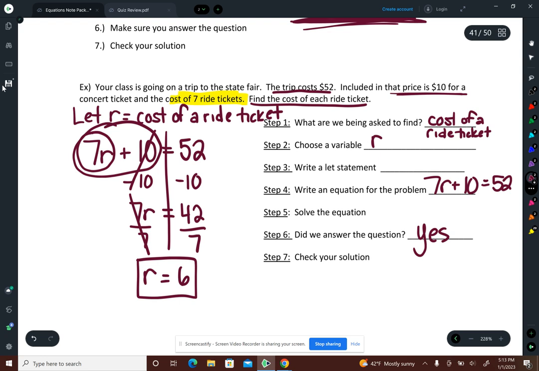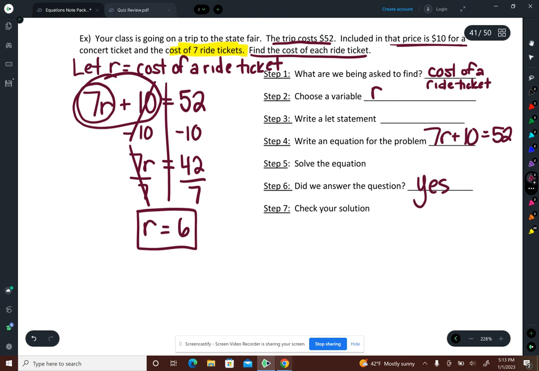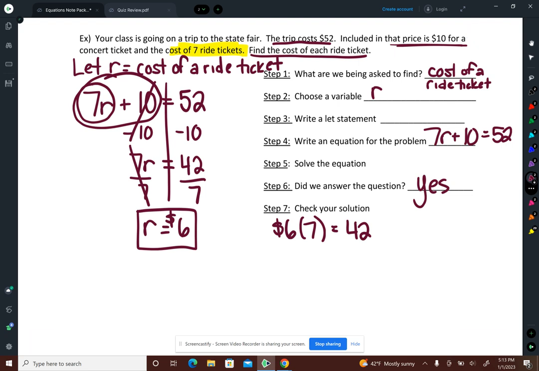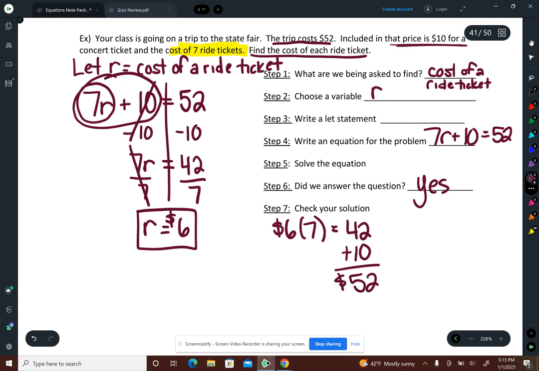Okay, so then step 7 says check your solution. Now this isn't like a formal check. It's just kind of like a quick, does my answer make sense? So we said that a ride ticket costs $6. Okay, so it says we're getting 7 ride tickets. So that would be $42 because 6 times 7 is 42. Plus we have to pay the $10 for the concert ticket. That would come out to $52, which it says that's how much the trip costs. So our answer makes sense that each ride ticket is $6.